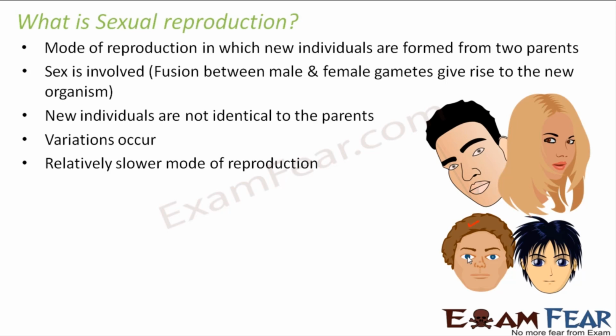But in case of sexual reproduction, we will see that it is a very gradual process, and also at a time you do not get plenty of organisms, right? So in both senses, sexual reproduction is a relatively slower process than asexual reproduction as far as multiplication rate is concerned.